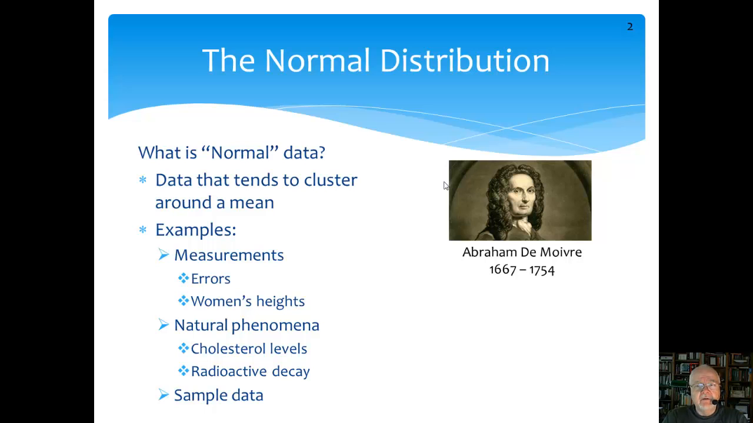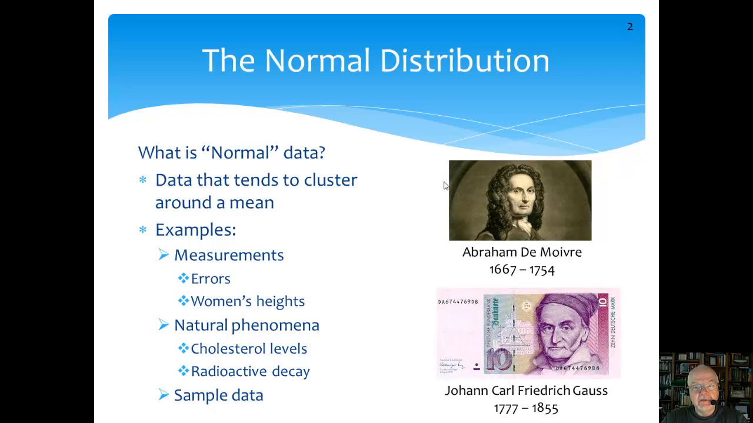He discovered that the binomial distribution, as you do more and more trials, tends to look like a continuous curve, and he applied it to that particular problem. Unfortunately, de Moivre didn't publish. He left it in his personal notes, which were discovered sometime after he was dead.